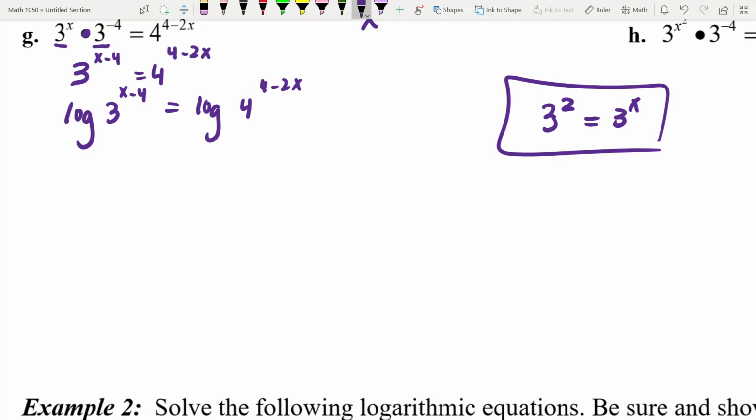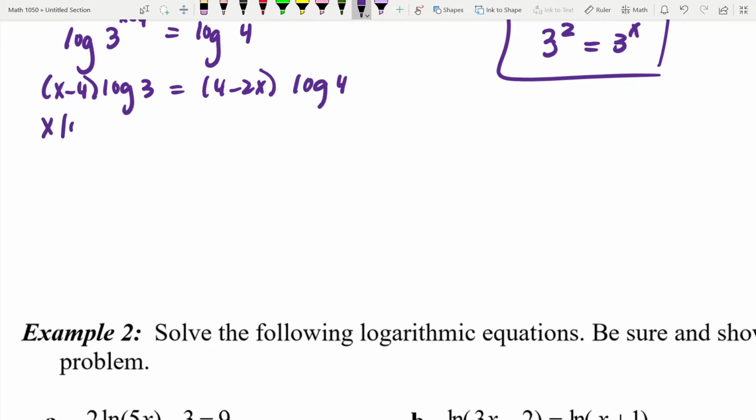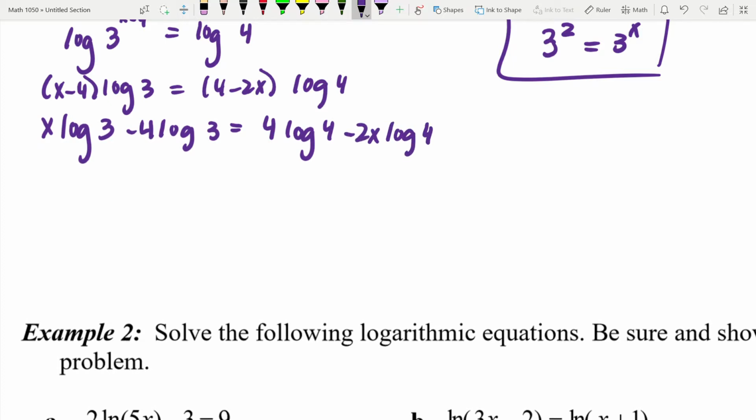What did we do last time? Exponents, yes. So it's x minus 4 in parentheses times log 3 equals 4 minus 2x in parentheses times log 4. Why did I put it in parentheses? Because both the x and the negative 4 are multiplied by the log 3. Now I distribute, and I get x log 3 minus 4 log 3 equals 4 log 4 minus 2x log 4. I'm trying to solve for x.